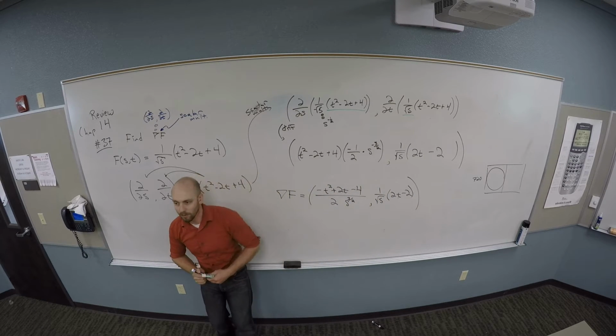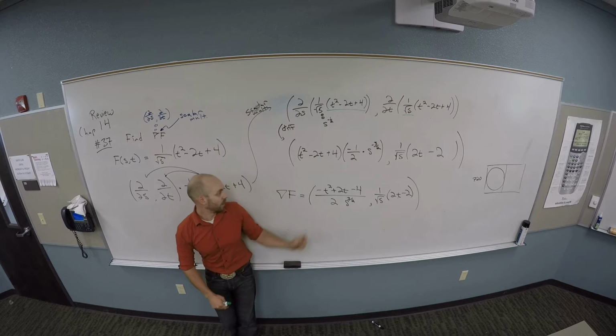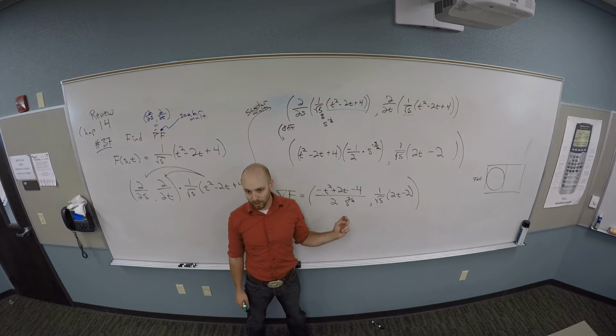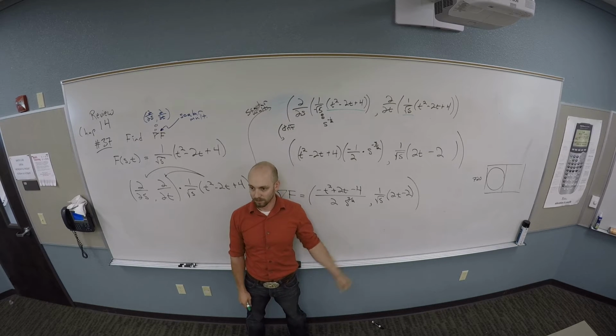What's the gradient tell you? It points uphill. This thing points towards the steepest slope uphill. So if I put an S and a T in here, that's talking about a point in the domain, and this vector is going to point uphill from there, towards the steepest spot you can go.